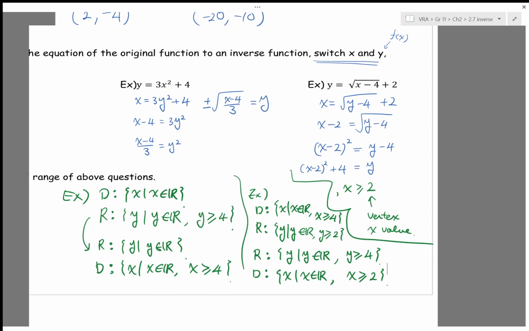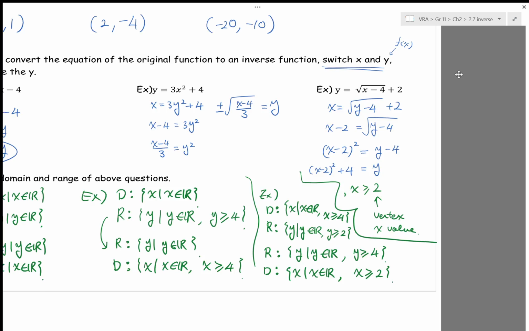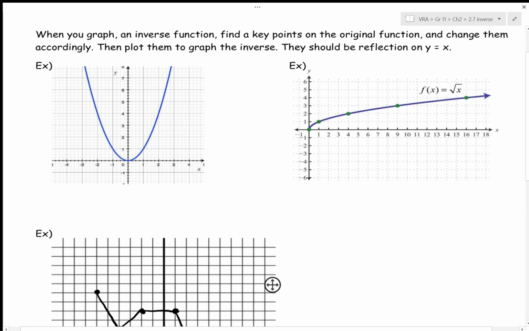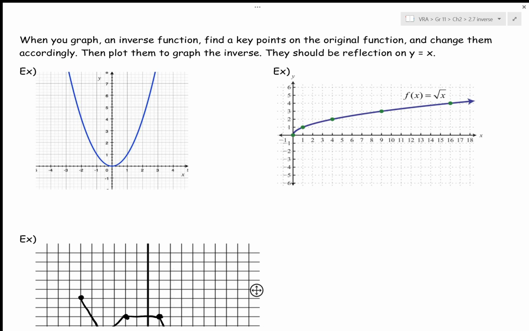Now let's go to the next page, and the next page is all about how to graph. We can finish this in about 5 minutes, so bear with me. When you are graphing the inverse, all you have to do is choose about 4 to 5 specific and representative points of the original function, and then just switch the order of them.